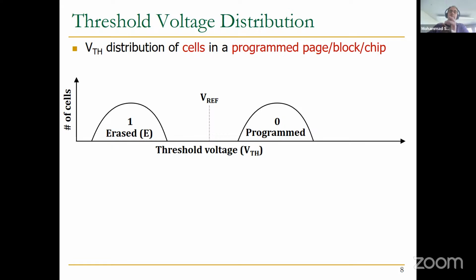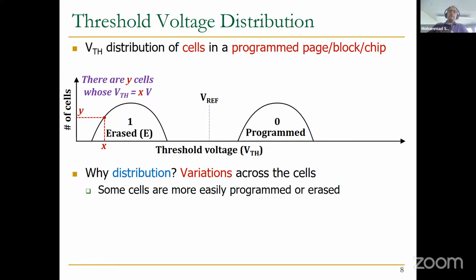So we have a distribution. The reason is that we have variations across the cells. Some cells are more easily programmed or erased. Whenever you design or build your flash chip, you have process variation, and some cells are fabricated with lower threshold voltage, some of them with higher threshold voltage. And whenever you want to program, some cells are easy to program, some cells are not easy. So in the end, you're going to have this kind of distribution.